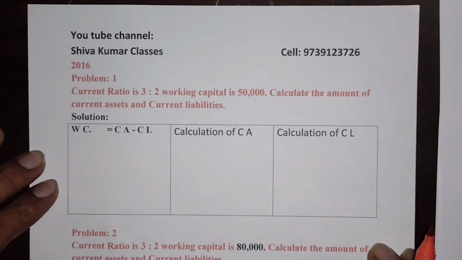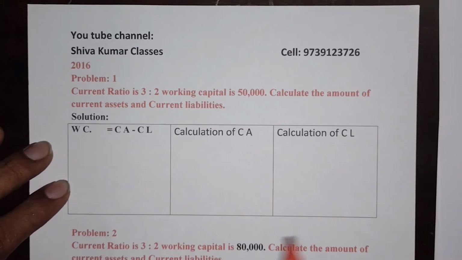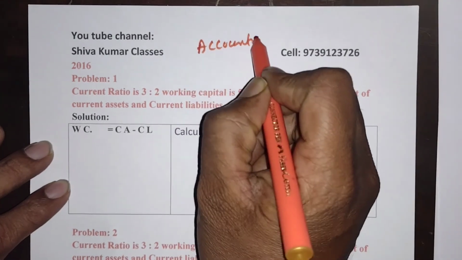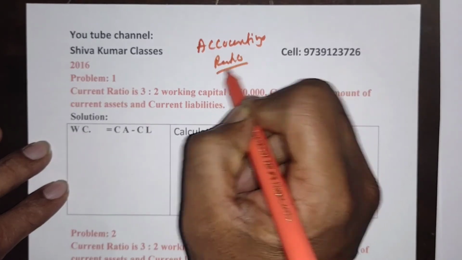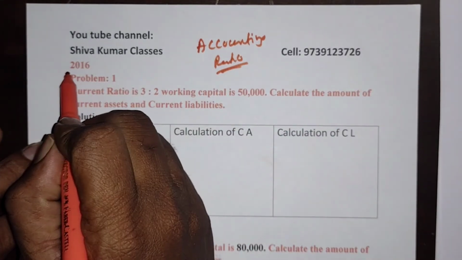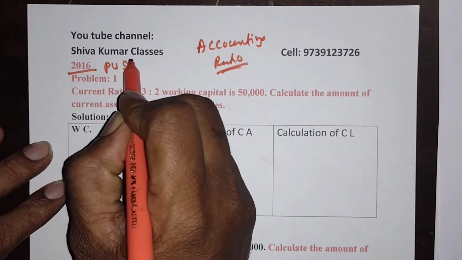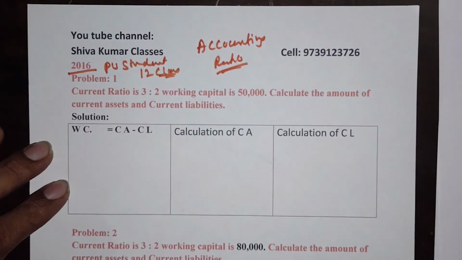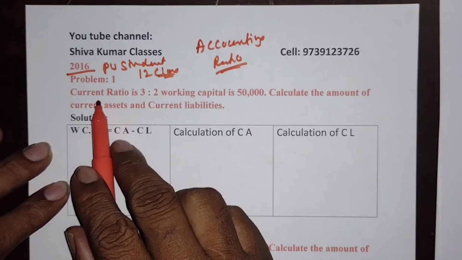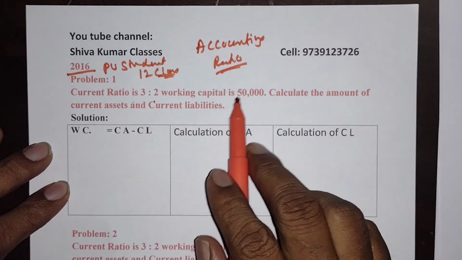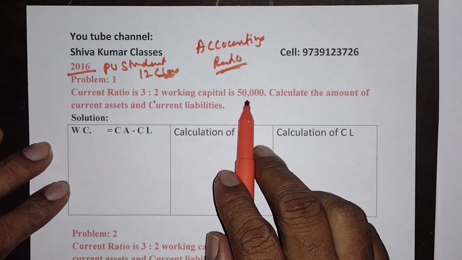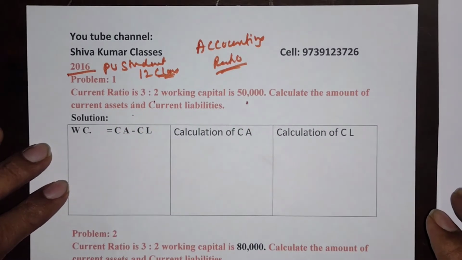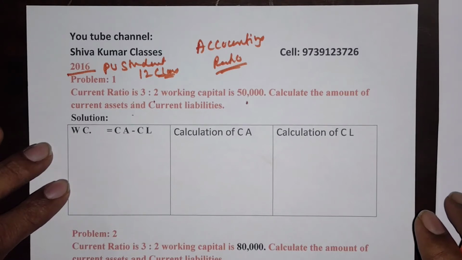Welcome to Shivkumar classes. Today the topic which we are going to discuss this year is accounting ratios. In accounting ratios, one question which has been asked in 2016 for PU students, class 12. See that question: current ratio is 3:2. Working capital is 50,000. Calculate the amount of current asset and current liabilities. Yes, it is a very simple question.